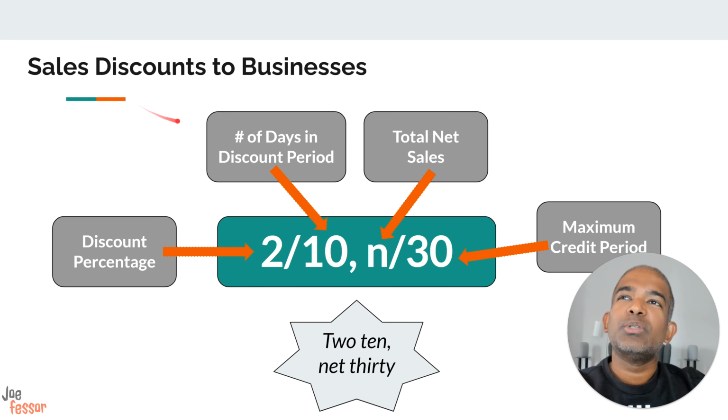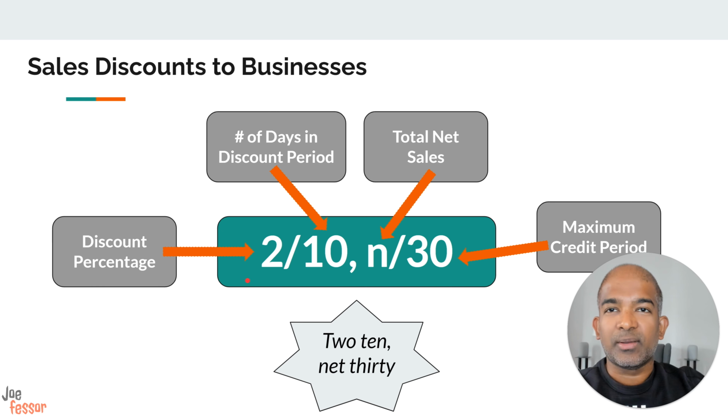Next, let's look at how to deal with sales discounts that are offered to businesses. We'll look at how to make journal entries in the case of sales discounts very soon. But first, I would like to introduce you to a notation that is very commonly used between businesses. This notation shows how much of a discount a customer can claim by making payments early. For example, look at this particular notation, which can be read as 2, 10 and net 30.